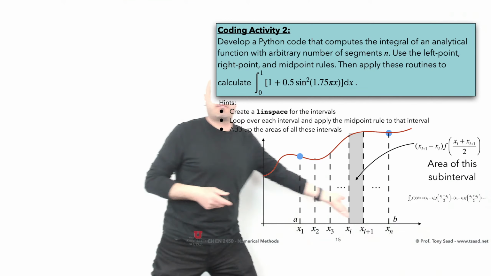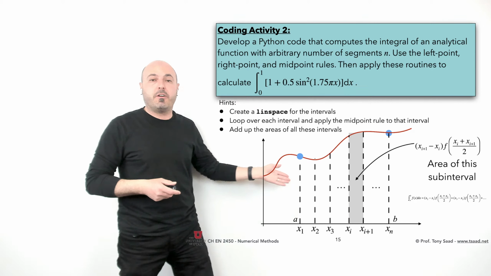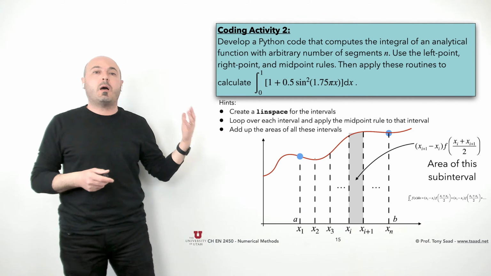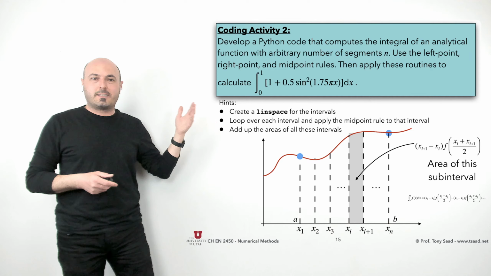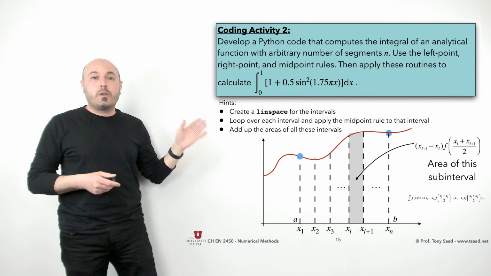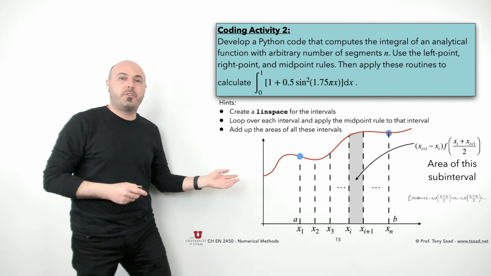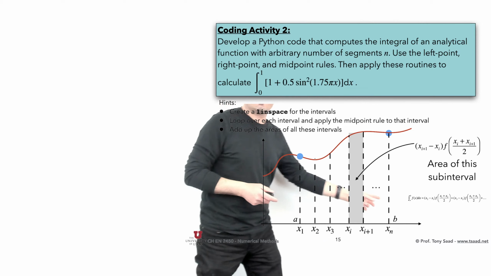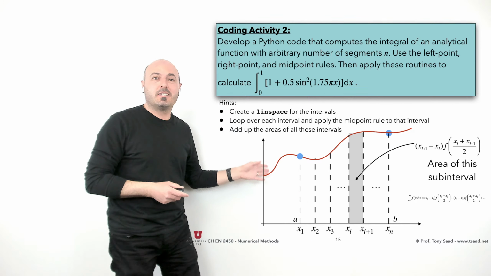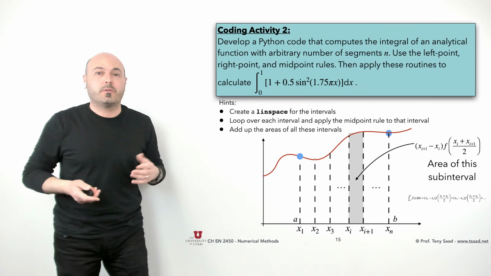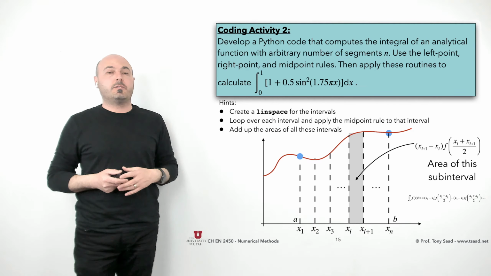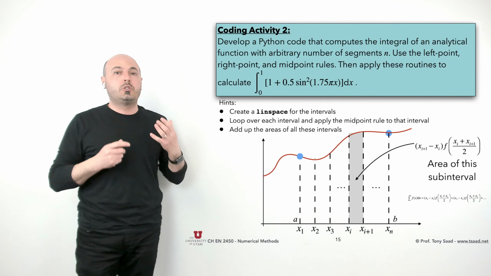Again, we're going to take that interval, A to B, divide it into a number of segments, and apply any one of those rules, left, mid, and right point rules, to each one of those segments. We're going to add up the little areas created by these segments, and that would be our integral, okay? So now our second coding activity is to do just that.